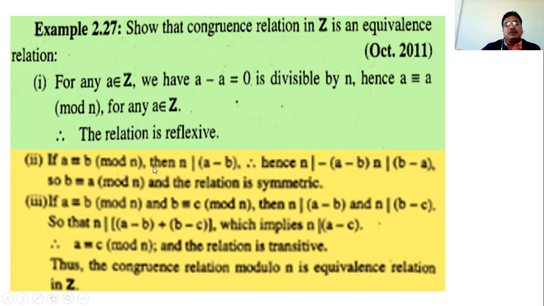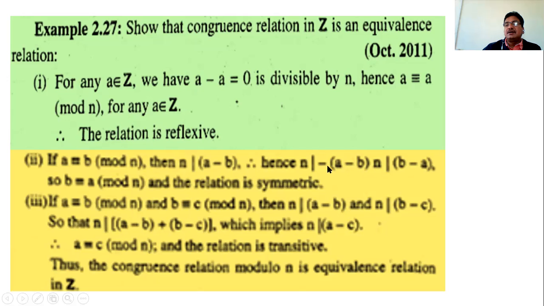So a is congruent to b modulo n implies, by the definition, that n divides a minus b. But if n divides a minus b, then n divides the negative of it, minus (a minus b), because if n divides 5, then n also divides minus 5. Hence n divides the negative of this number, minus (a minus b).